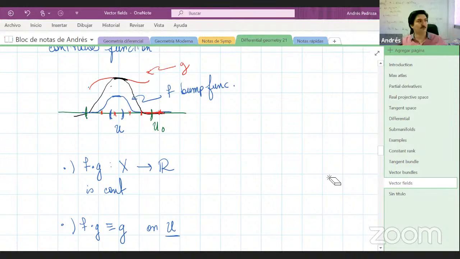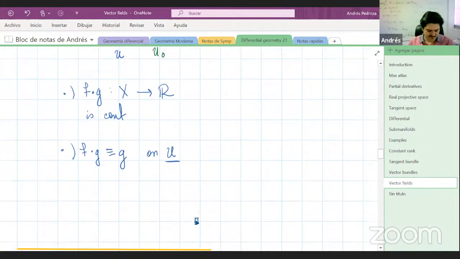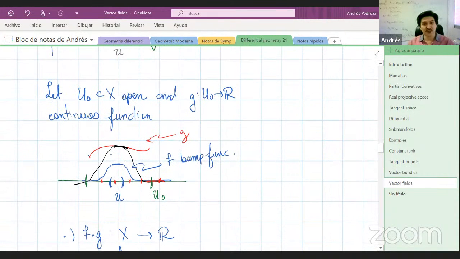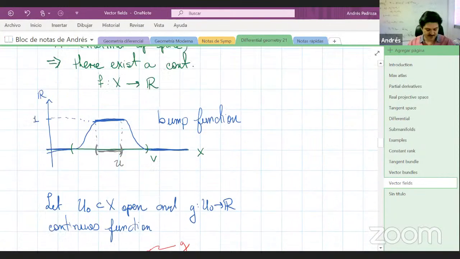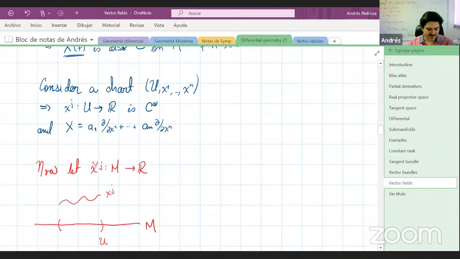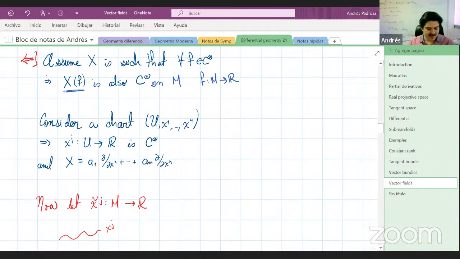Right, so bump functions, they are used basically like this. If you have something local, you can extend it, because sometimes your objects require global things. So this is bump functions. Again, you can do this in the smooth category. And that's exactly what we have to do here.